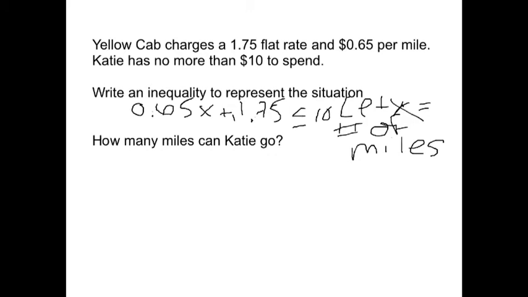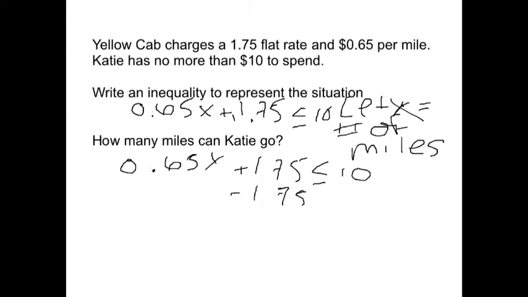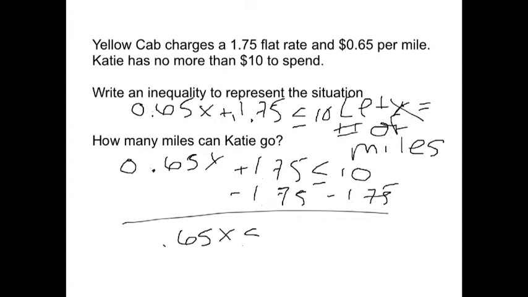So now we need to figure out how many miles Katie goes. So we have the inequality that we've already created. And if you don't want to include that 0 in front of the 65, that's fine. You just need the decimal point. Plus $1.75 is less than or equal to 10. We're going to subtract $1.75 from both sides. We're going to get 65 cents x is less than or equal to $8.25. And then you're going to do that really, really fun division.